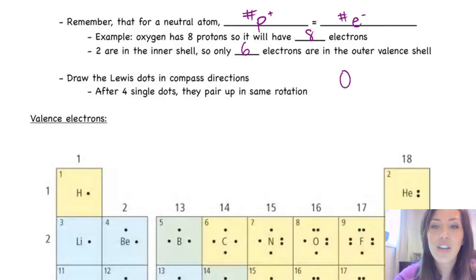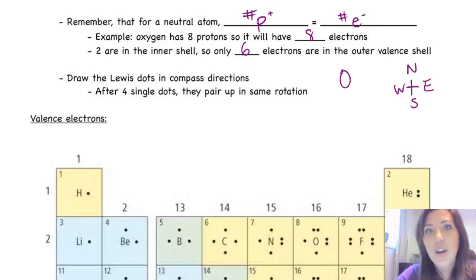So for oxygen, if we're going to draw just the outer shell, we know there's 8 electrons, but 2 are in this first shell, so there's only 6. We're going to go around like a compass. So remember, compass: north, east, south, west. And we're going to go in a circle. You can go clockwise, you can go counterclockwise. You can start at any point as long as you keep going in the same direction. So 1, 2, 3, 4. Now keep going in the same direction. 5, 6, and we stop, and we see that 2 sets of our electrons are in pairs, and then 2 electrons are singled out on the 2 sides.